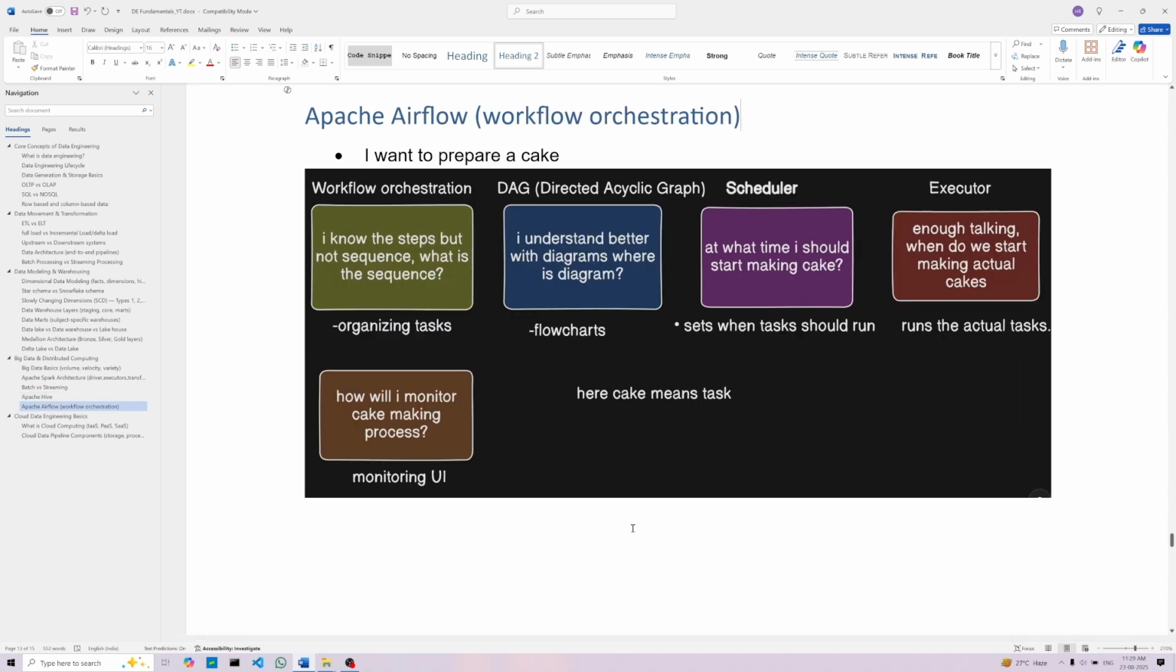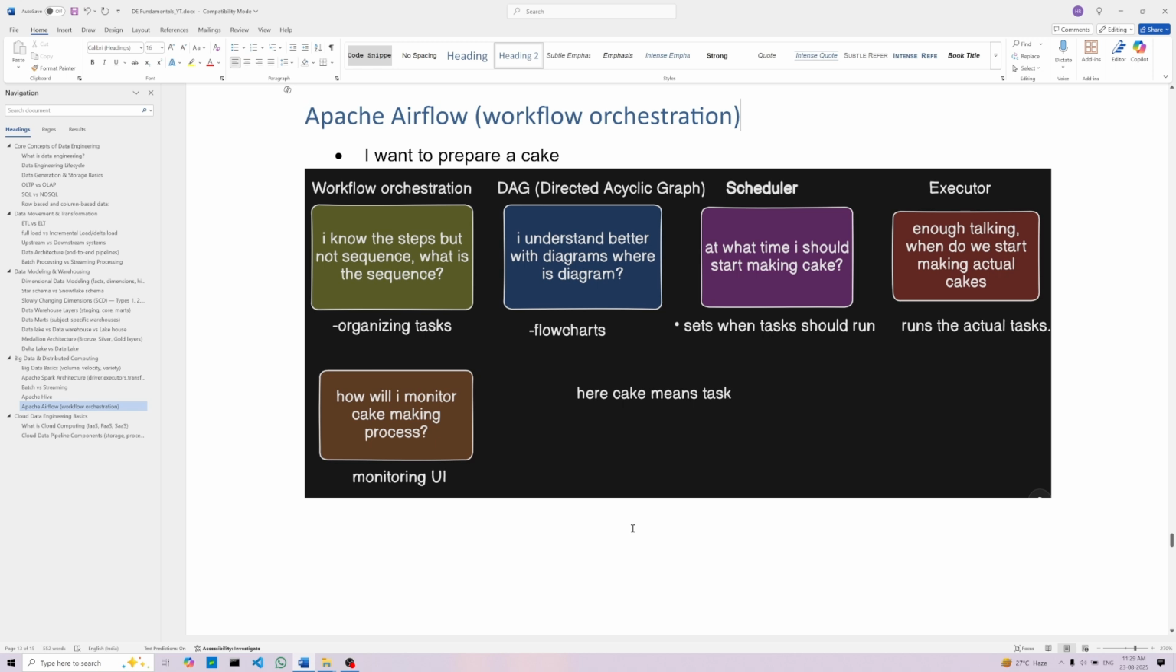Now, next question is Apache Airflow. Look at the diagram. Let's say I want to prepare a cake. I am hungry and now I want to prepare a cake. And in my mind, I know the steps as well, but not completely. I have a couple of questions. I have 5 questions. My first question is, I know the steps to prepare a cake, but not the sequence. So, what is the sequence for preparing a cake?